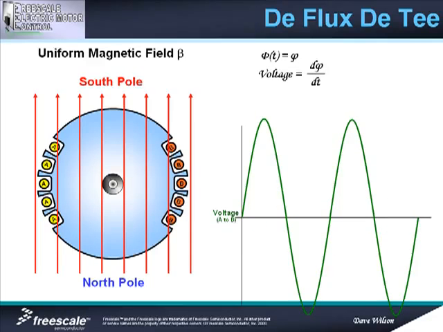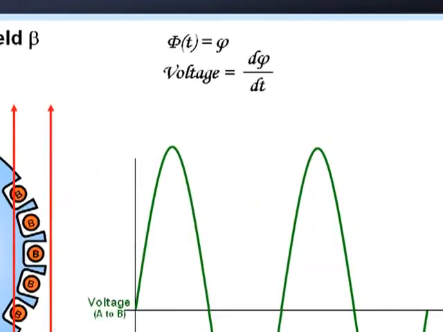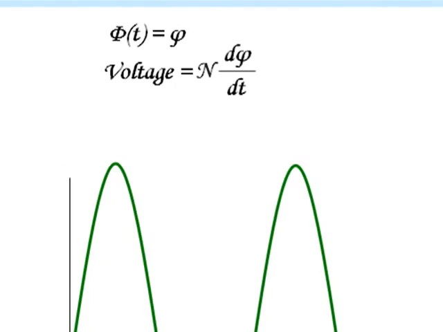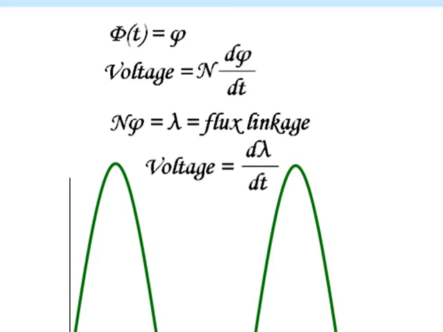This has the same effect as multiplying the flux in the loop by a factor of N. In fact, the flux in the loop when multiplied by N is referred to by another term called flux linkage, and we typically represent that by the symbol lambda. So really, Faraday's law can be rewritten in terms of the flux linkage as shown here.